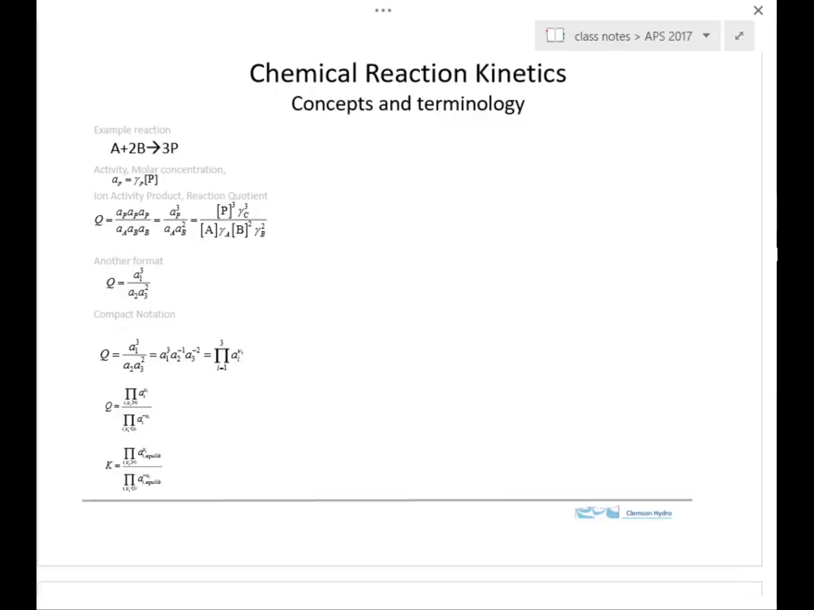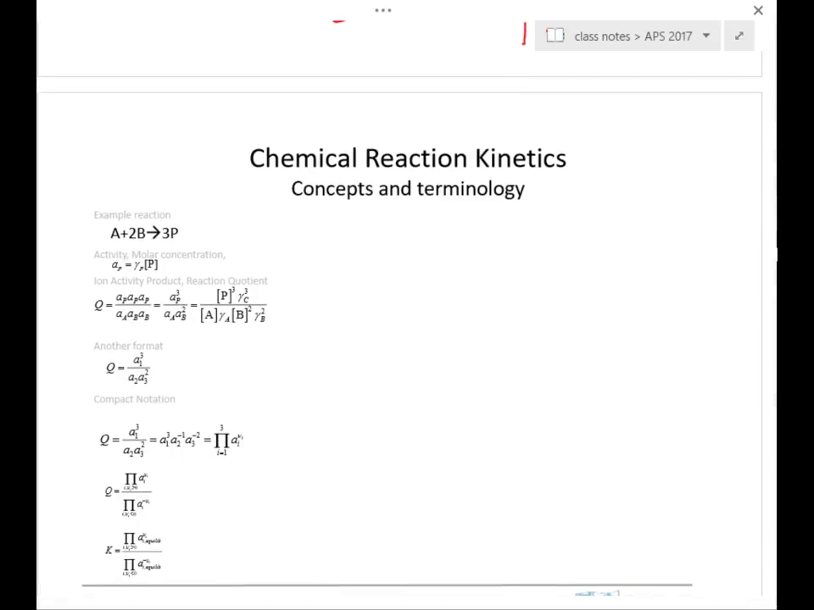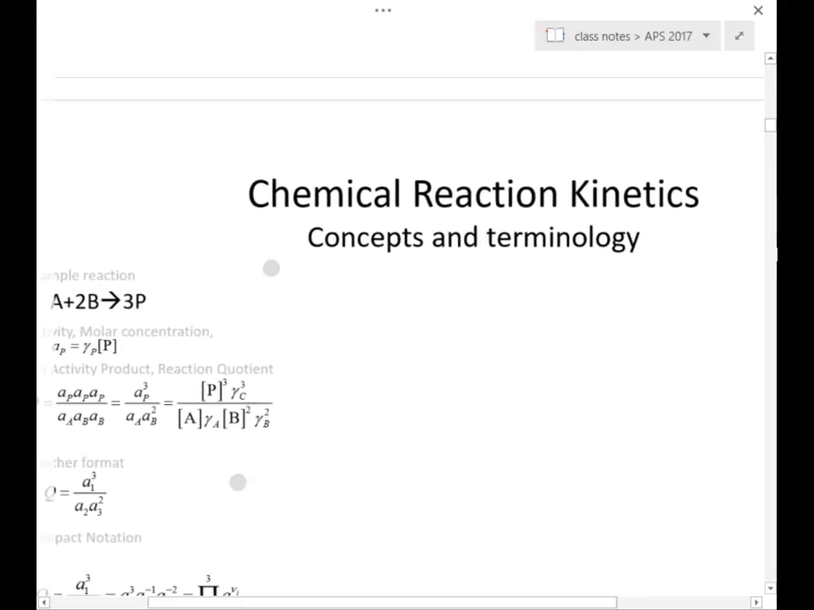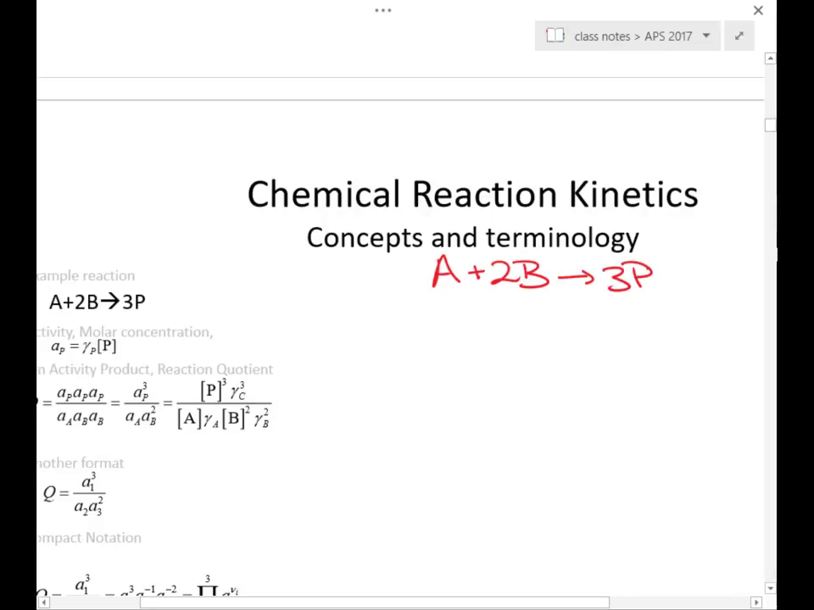Okay, so now we want to look at this in a little bit more detail, and we'll develop some terminology. I'm going to start off here with just a basic reaction. We've got these compounds A and B, which are reactants that go through some kind of reaction and produce product P. The specifics of what these compounds are don't really matter, so we'll just use this in a generic way. Okay, so that's the example reaction that we'll look at. And what we're interested in is how fast this reaction takes place.